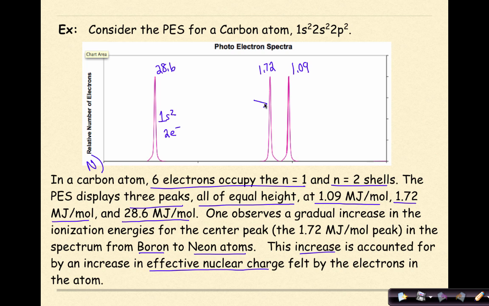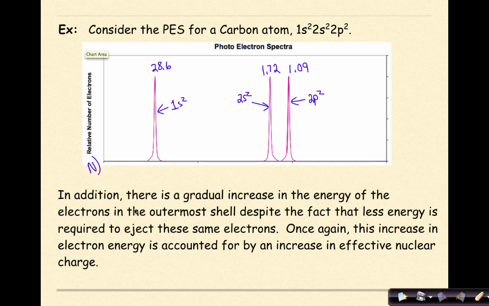This peak right here would represent 2s2 with 2 electrons. And finally, this peak right here with the lowest energy level would represent 2p2 with also 2 electrons. In addition, there's a gradual increase in the energy of the electrons in the outermost shell, despite the fact that less energy is required to eject these same electrons.